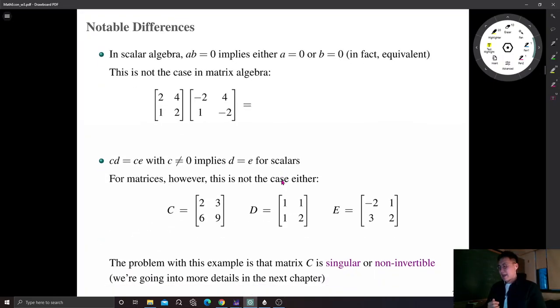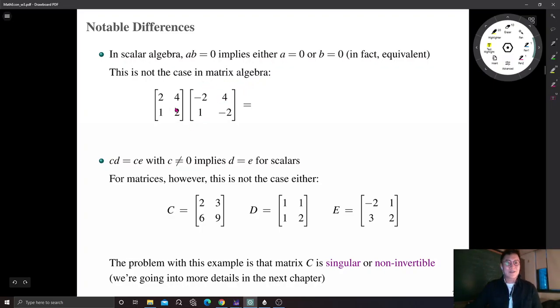All right. Let me point out just the two notable differences. We've seen several examples that matrix algebra is quite different from scalar algebra, and here are two more. The first one: in scalar algebra, if we have the equation a times b equal to 0, then we can say either a or b is equal to 0, right? Otherwise, there's no way to make the product equal to 0. But this is not the case in matrix algebra.